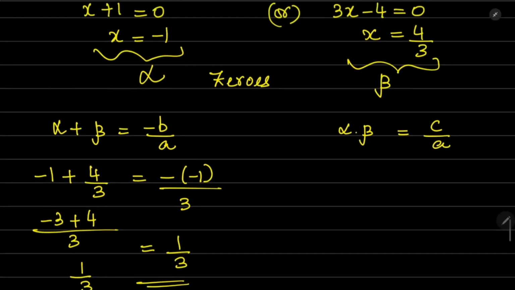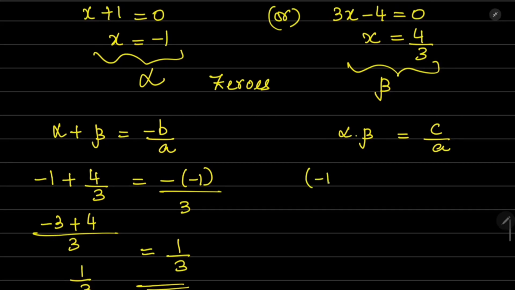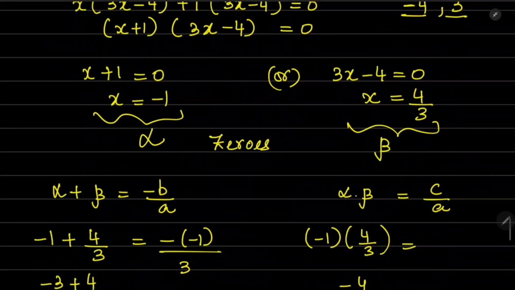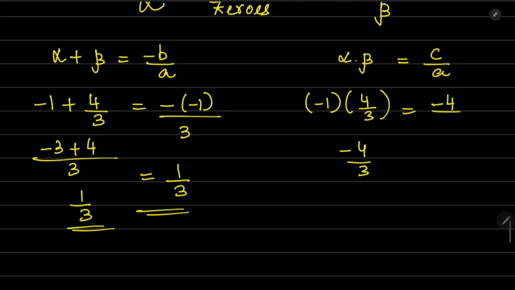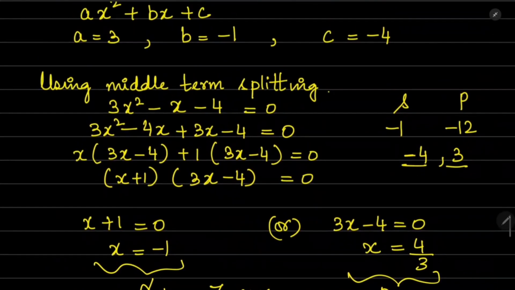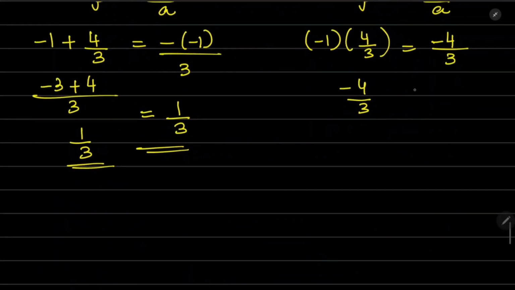What is alpha into beta? What is alpha? Minus 1 into, what is your beta? 4 by 3. So it's minus 4 by 3 is equal to, what is c? C is again minus 4. Minus 4 by, what is your a? A is 3. Okay, so it is nothing but again minus 4 by 3, hence verified.